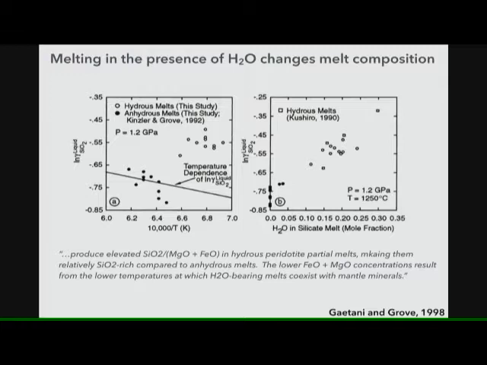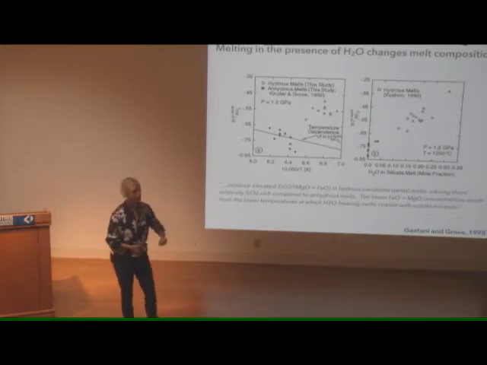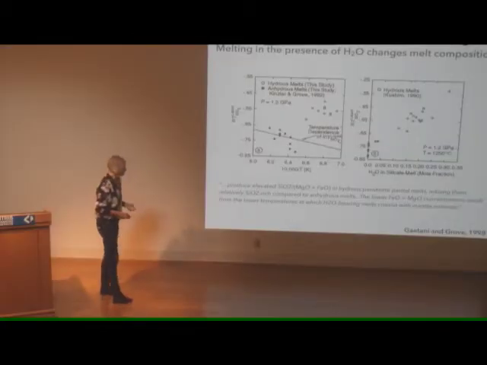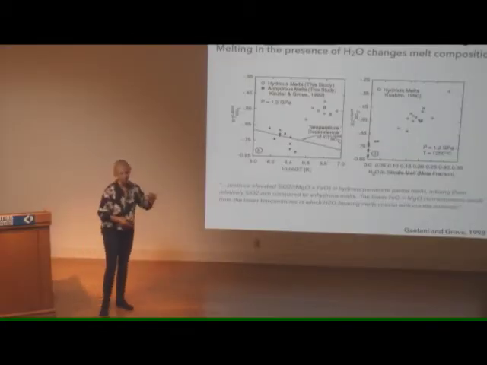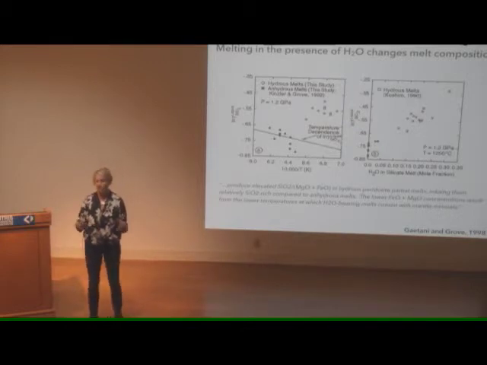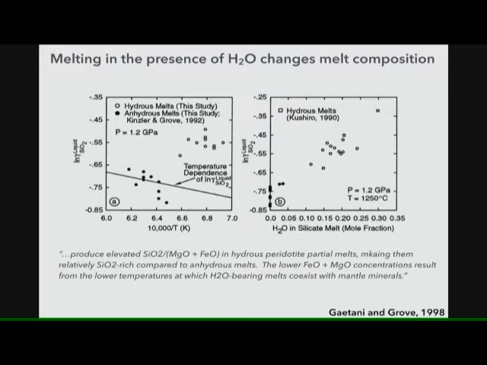This makes the hydrous melts elevated in silica compared to the anhydrous ones. Really what's happening is we're lowering the iron and magnesium content of the wet melts, because how much of them goes into the melt is a strong function of temperature. Because the wet melts are generated at a lower temperature, they have less iron and magnesium in them. This is one of a family of many studies that have shown how compositions are shifted as a function of water content in mantle melting.